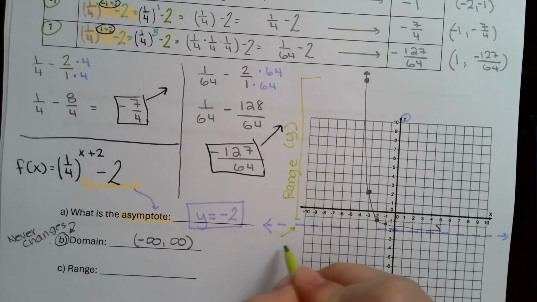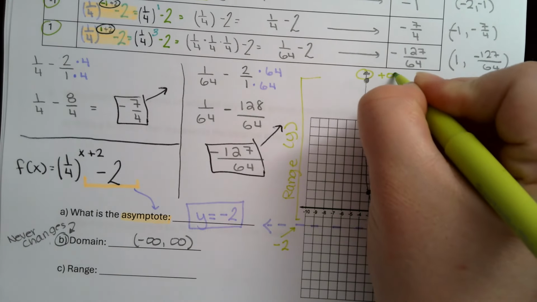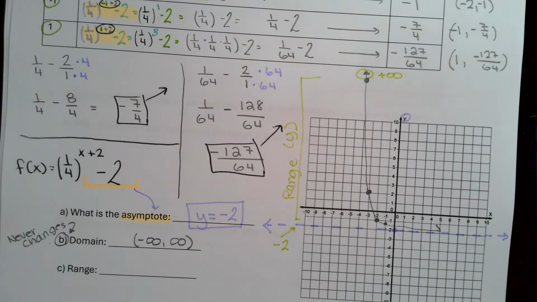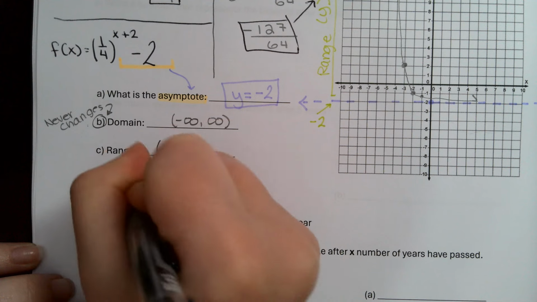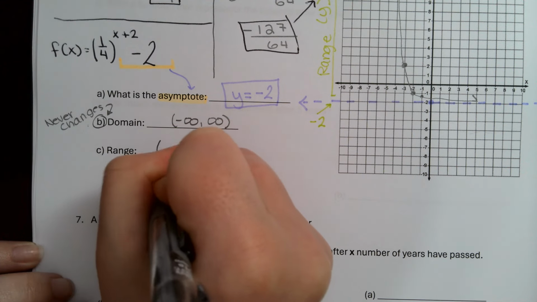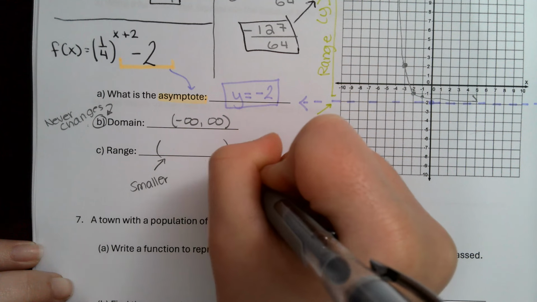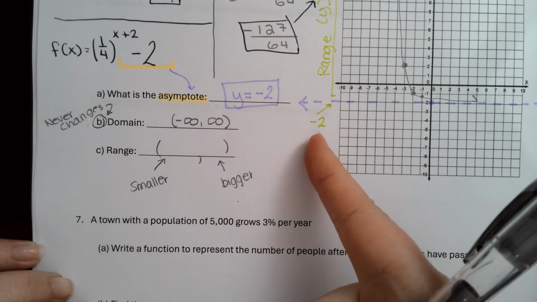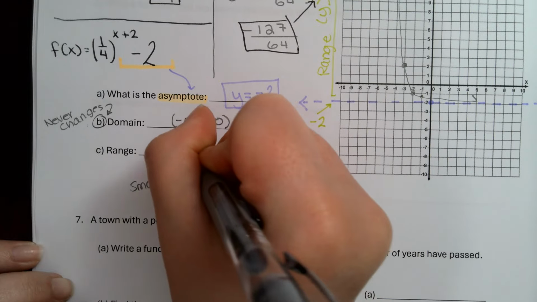Looks like we are approaching negative 2, and we're going all the way up to positive infinity. When writing range and domain, the smaller value has to be on the left, and the bigger value has to be on the right. So we're looking between negative 2 and infinity. Negative 2 is smaller. Positive infinity is bigger.